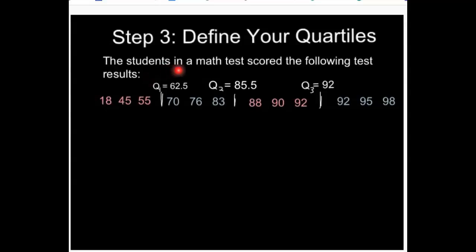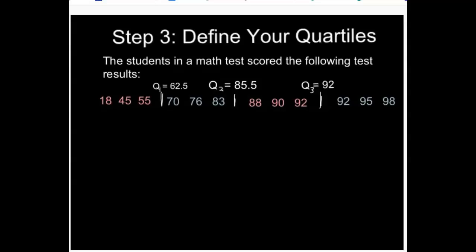And I have my quartile 1 number, which is 62.5, my quartile 2 number of 85.5, and my quartile 3 value of 92. If you had an odd number of data to start with so that your median was actually a data point, it wouldn't be in one of the quarters of data. It would be separate from the quarter of data. So I will do an example like that in class.